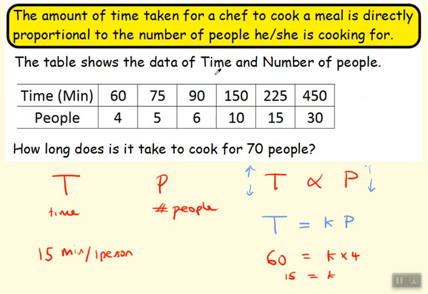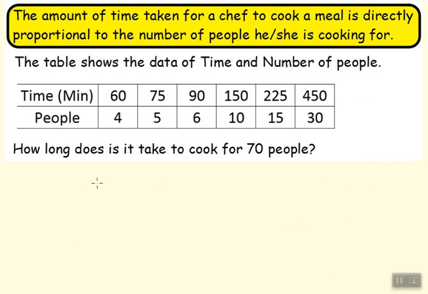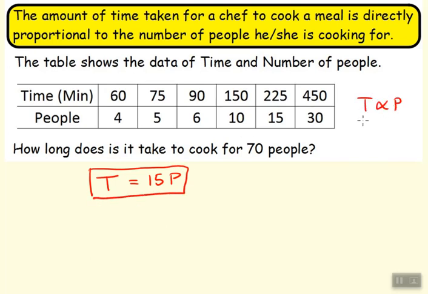But we have a formula now that connects T and P together. T is equal to 15 times P, or 15P. So this is a description of how the two variables are connected, and this is the actual formula that tells you how the two variables are connected together.